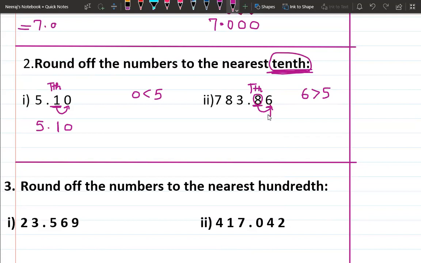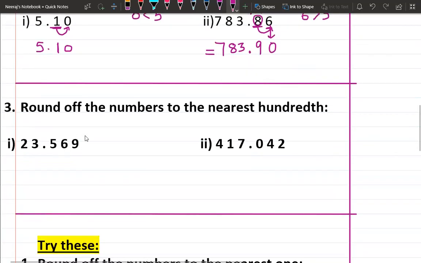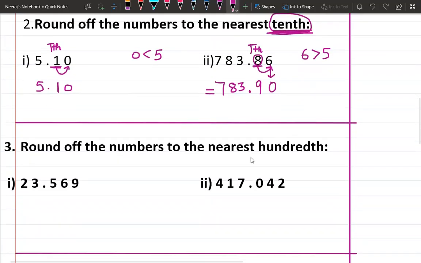And firstly, we have to replace the digit 6 with 0. We have to increase 8 by 1, and it will become 9. Then you have to put a decimal point, and the rest of the numbers we will have to write as it is. It will not change because we are changing only the 10th place. This is the solution. Let's try rounding of the numbers to the nearest hundredths.